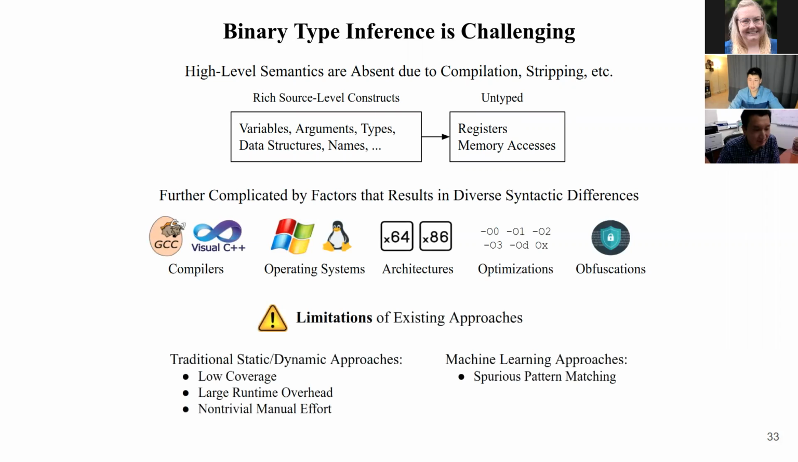While there are many existing works on type inference, traditional approaches based on static and dynamic analysis are limited by low code coverage, large runtime overhead, and non-trivial manual effort. More recent approaches also show promise by using machine learning to learn from code patterns. However, like we discussed before, learning only on static code does not capture its actual semantics. Therefore, it has been shown that these machine learning approaches often learn spurious shortcuts, lacking robustness.